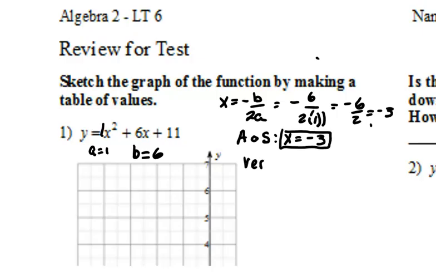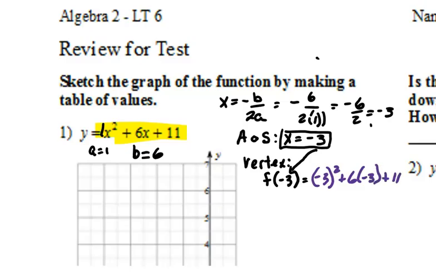And then if we find our vertex by plugging in f of negative 3, which we just found, into our function here, so we get negative 3 squared plus 6 times negative 3 plus 11 equals 9 minus 18 plus 11 equals negative 9 plus 11 equals 2. So our vertex is negative 3 comma 2.